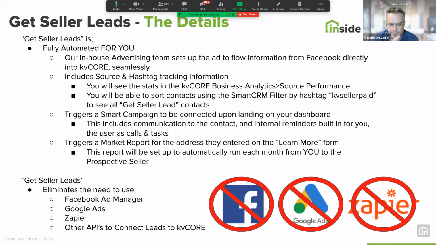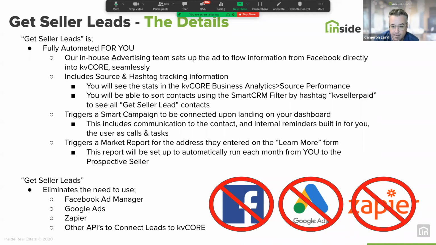Basically, for those of you who may have joined a little late, this is a fully automated advertising program that puts an ad online today with Facebook, tomorrow with additional sources, and gets leads flowing directly into kvCORE seamlessly. All of your leads will be automatically hashtagged and marked with a source on the KV seller page, which makes it super easy to see and identify them and know that the system is working for you.